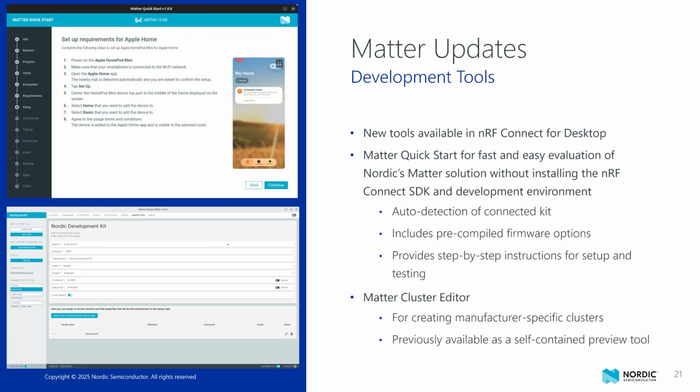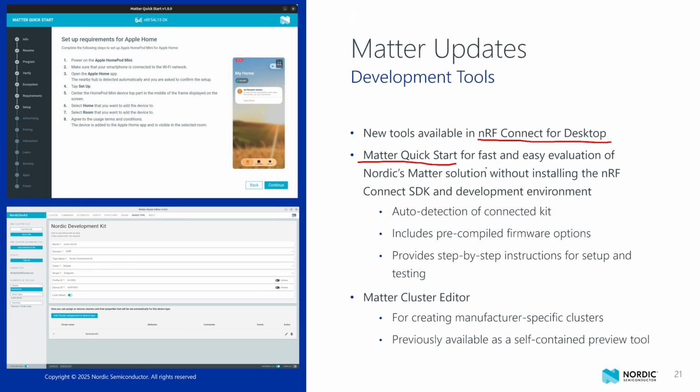And then we have a couple more updates before we go into the demo. On the scope of development tools, there are two new tools available in nRF Connect for Desktop today. If you have nRF Connect for Desktop and you update it, you will see two new tools. The first one is the Matter Quick Start. This is quite similar to the Quick Start that you use for Bluetooth LE with the nRF54L15 DK, for example, but this one is geared towards Matter. What this enables is fast and easy evaluation of our Matter solution.